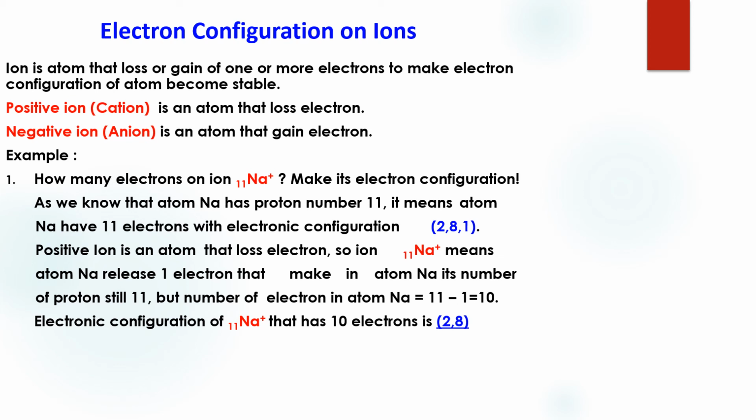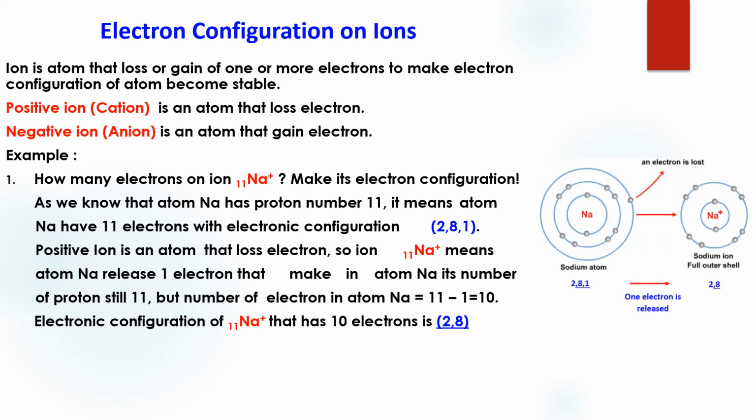This process can be seen in the right figure. Sodium atom Na with electronic configuration 2, 8, 1. To make it stable, the electron at the outermost shell will be released. So the sodium atom becomes a sodium ion with electronic configuration 2, 8.